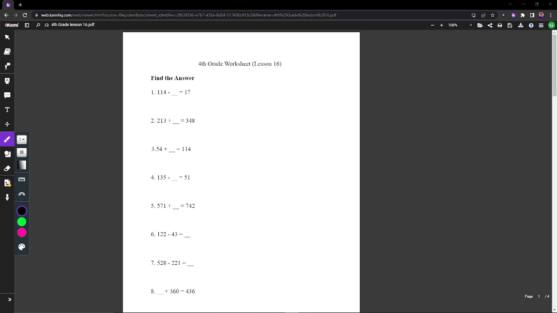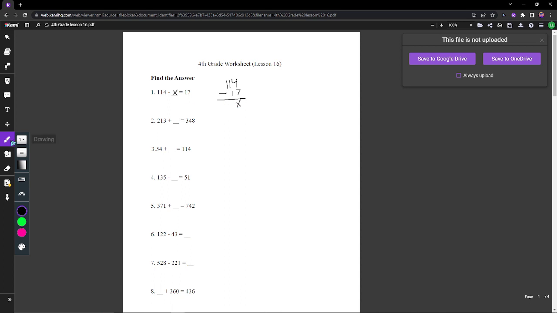Okay, first things first, let's start with question 1. It says find the answer, and number 1 we have 114 minus something is equal to 17. In order to find this unknown, which is x, we can just rewrite it so that you're just looking for this value. So instead you can just do 114 minus 17, and that should give you that x.